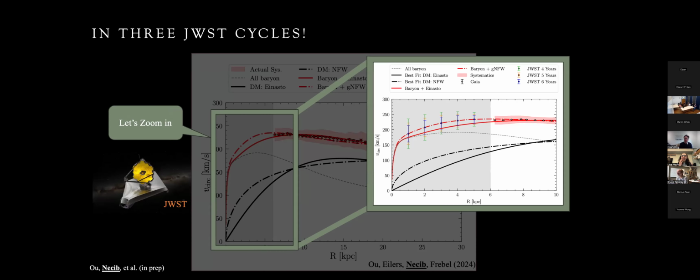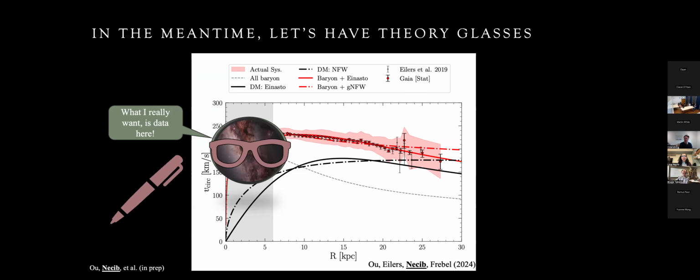So as I was saying, hopefully we need to start this observing program or observing campaign to really get those results started. In the meantime, what we can do is put on theory glasses and try to figure out what the systematic range of possibilities is for the inner galaxy. At least that would be quite helpful for indirect detection of dark matter.